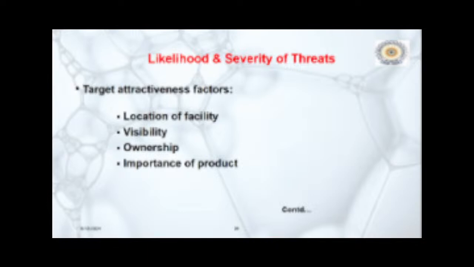Target attractiveness factors include location of facility, visibility, ownership, and importance of product. Now, you should ask me why location is important. The location of a plant affects target attractiveness in the eyes of an adversary. If something is located on the highway, then obviously it is at a higher risk in comparison to a place located in a remote village.